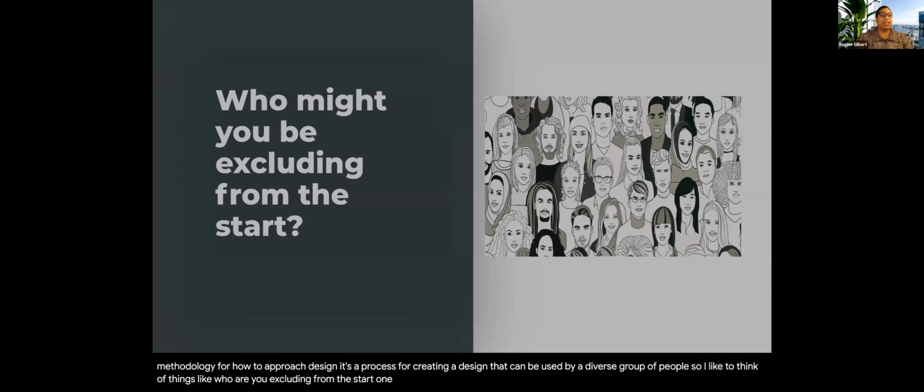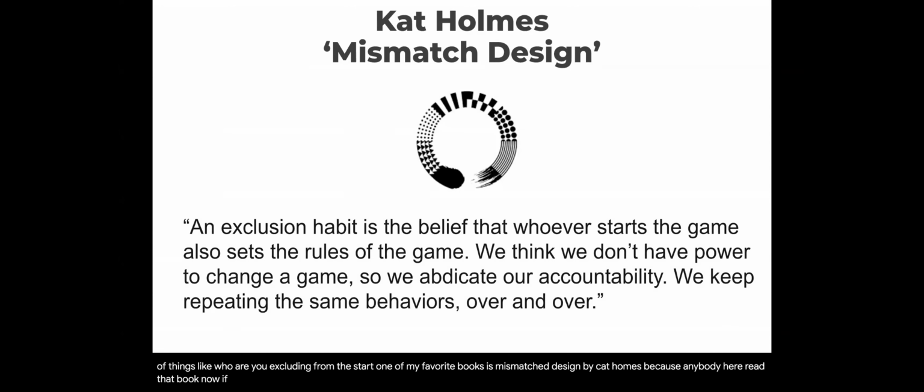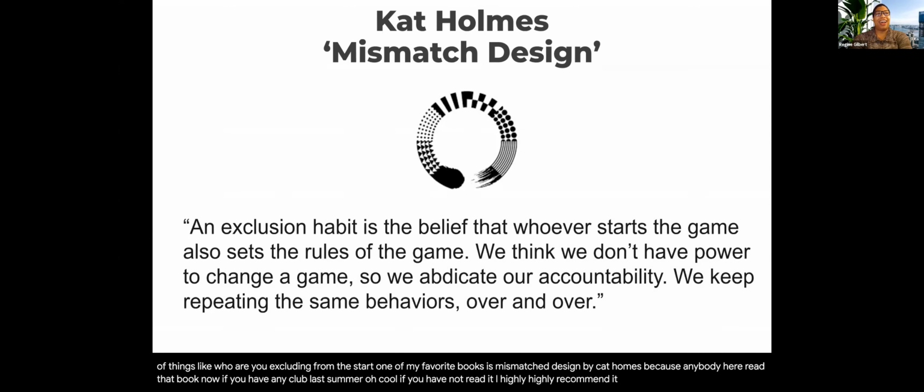One of my favorite books is Mismatched Design by Kat Holmes. Has anybody here read that book? Yes. No? In our book club last summer. Oh, cool. If you have not read it, I highly, highly recommend it. But Kat Holmes says that we don't really know what inclusion is. It's really hard to define, but we know what exclusion is. And actually, at the start of my book, I asked the question, have you ever wanted to go somewhere and couldn't get in?